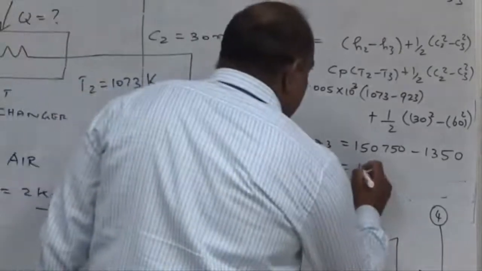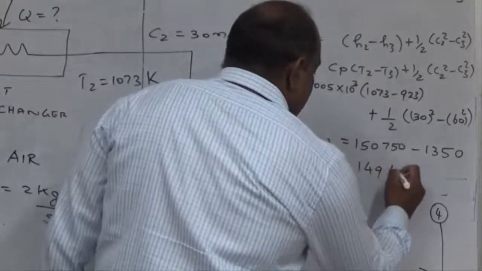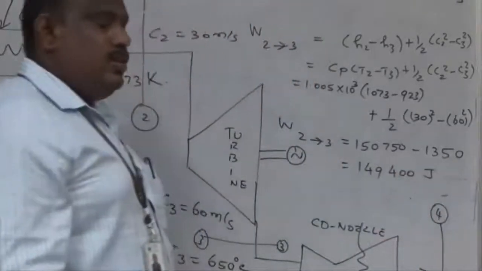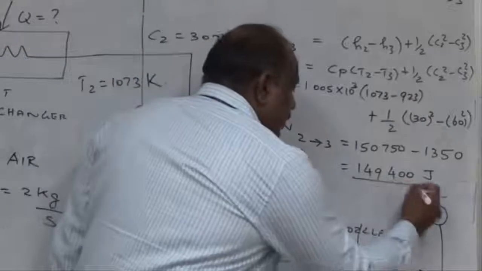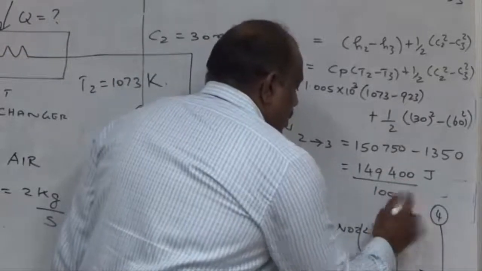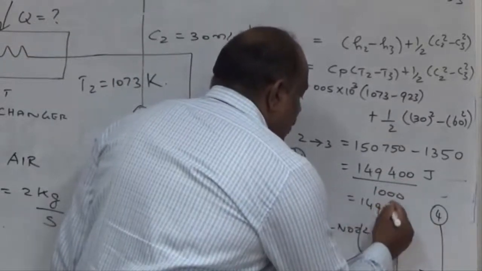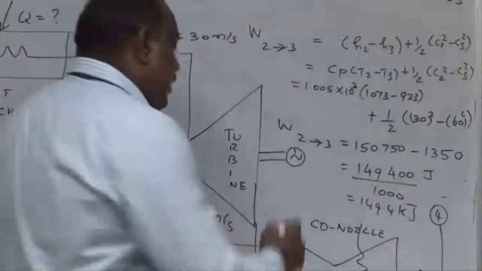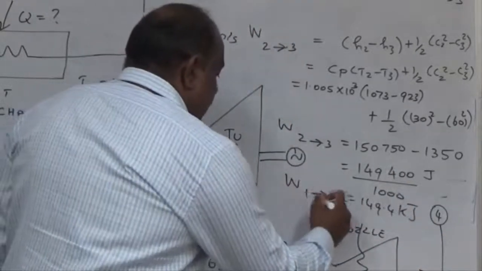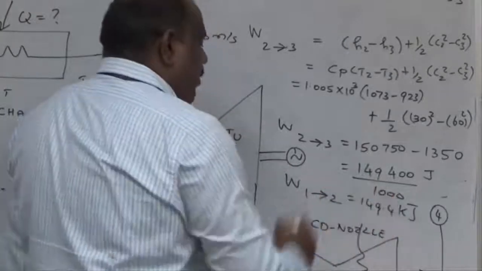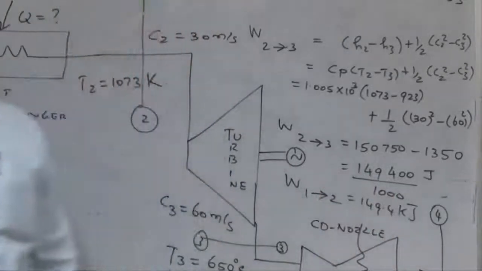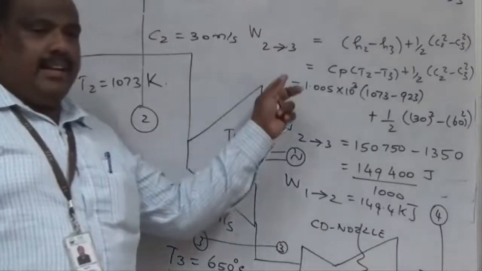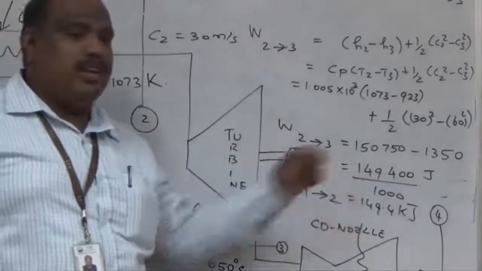149400. What is the unit? Joules. If I divide by 1000, kilojoules. It will be 149.4 kilojoules. So the power developed by the turbine is equal to 149.4 kilojoules. For what mass? For 1 kg of air, the power produced will be 149.4 kilojoules.